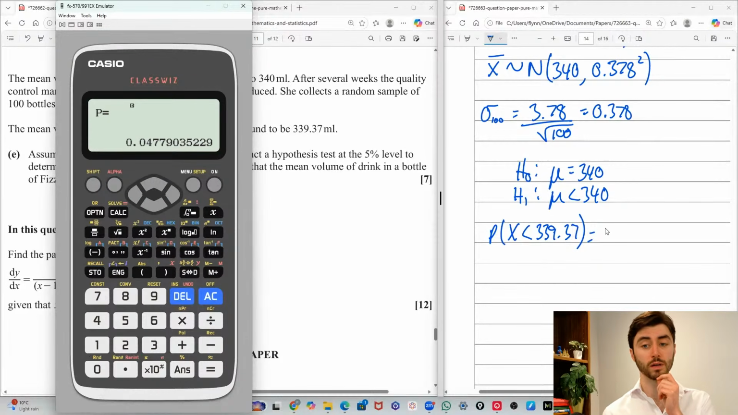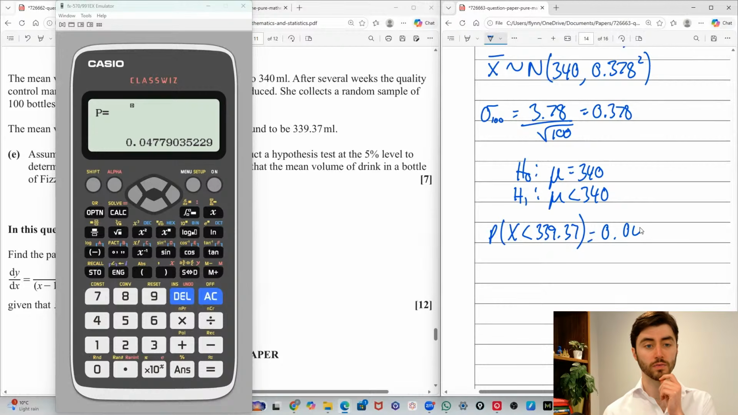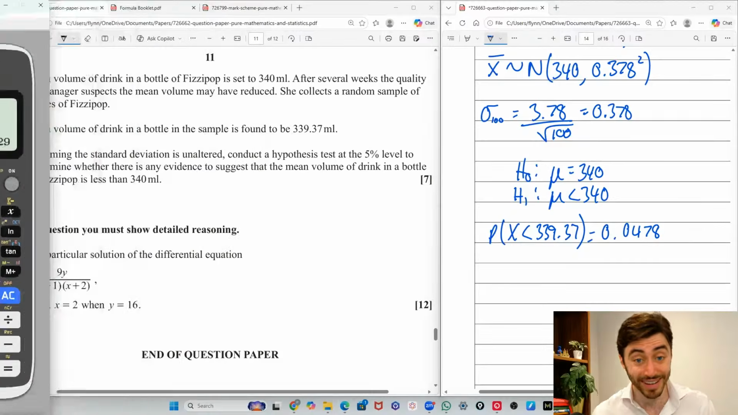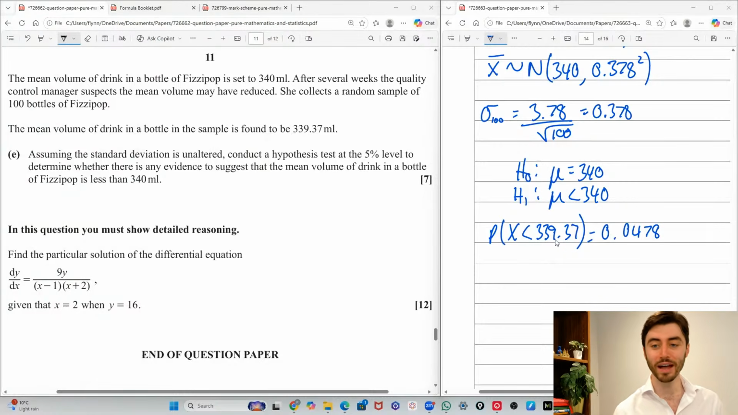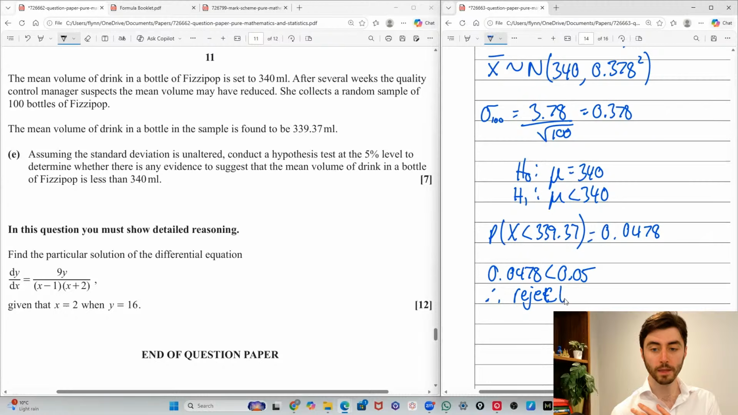Oh, wow. 0.478. Now that is significant. That's so close. 0.478. That is less than the 0.5. Therefore, it is sufficient. Therefore, we reject H naught. Sufficient evidence to conclude the mean has reduced.